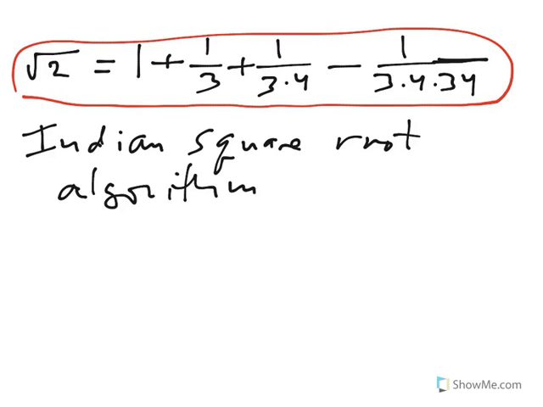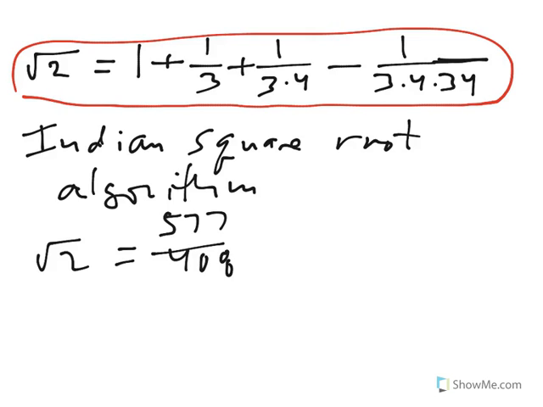That could have also been written as 577 over 408. And it's extremely close to the square root of 2, but it's not exactly the square root of 2. And I'm going to show you where this approximation came from.